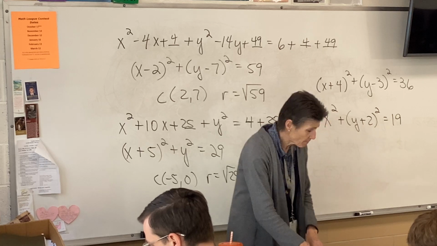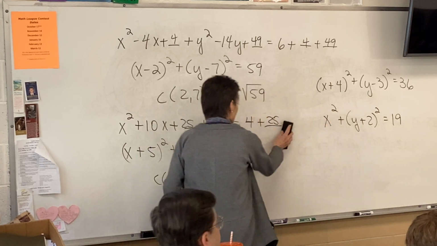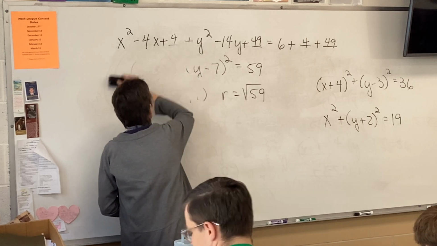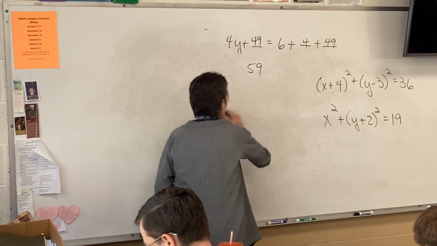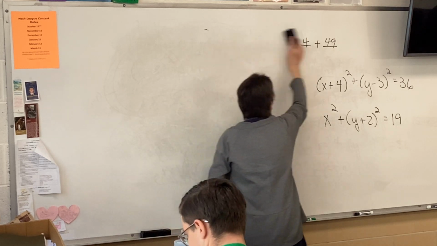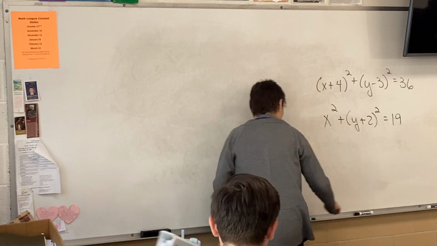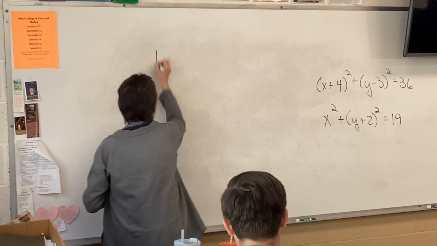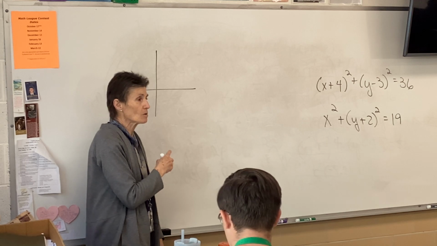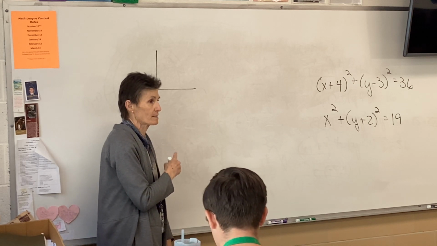So far, everything that you have done in your mathematical life has been, when somebody said graph something, you immediately did this, right? That's how we graph things. This is called a rectangular system.